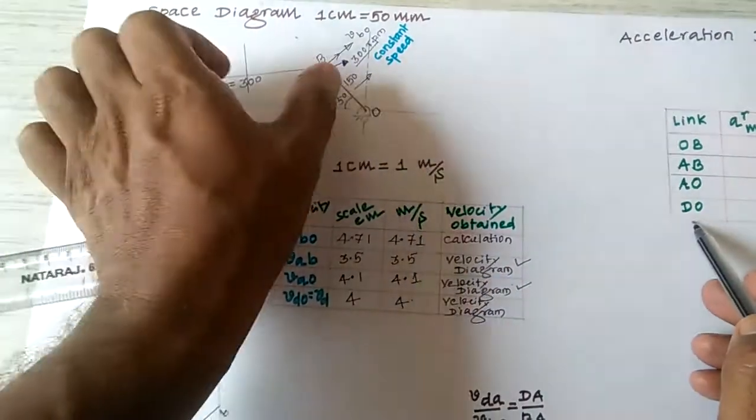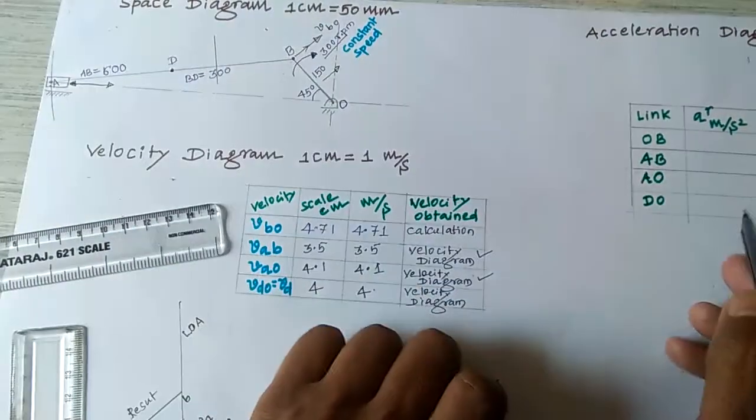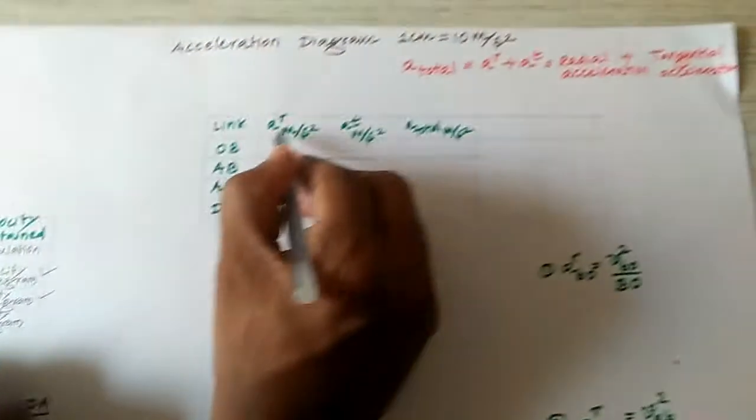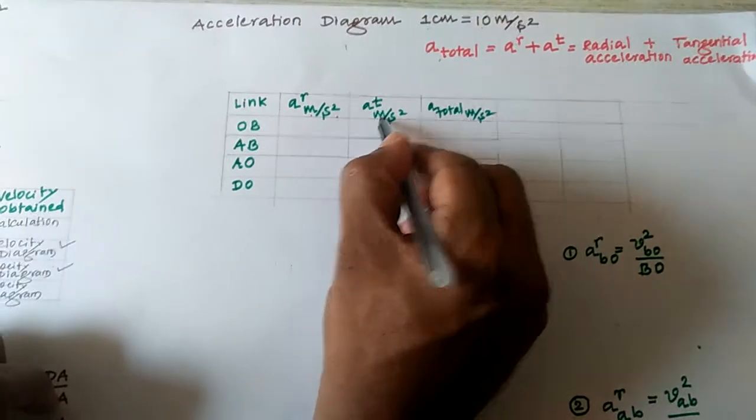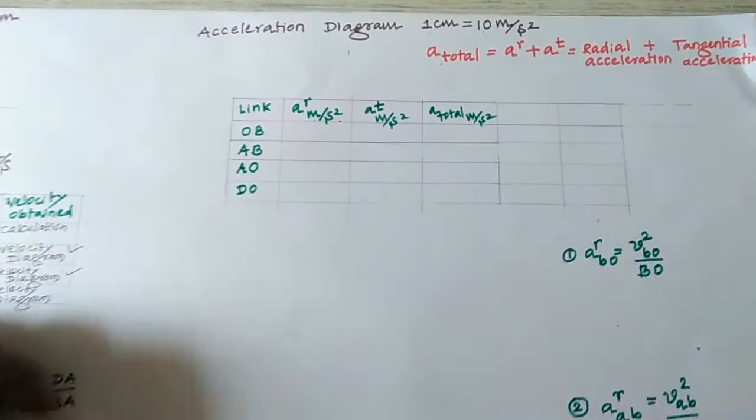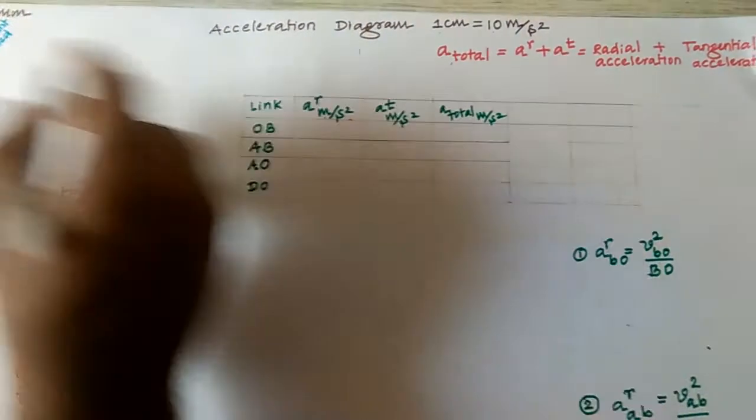Then DO is the position I have taken. In this case, I have written it as a vertical column: A radial in meter per second square, A tangential also, and A total also. Before that, I will go for this one.